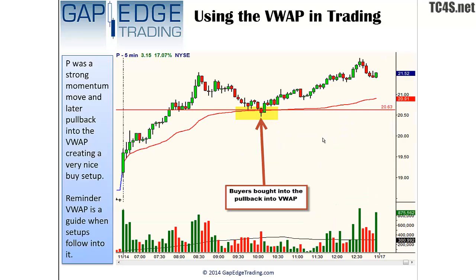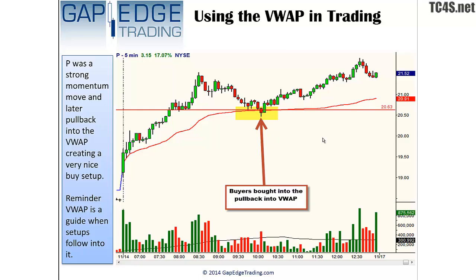Now here's a stock that gapped up on a Friday, gapped up because I think the CEO bought 25,000 shares. So it caused a little momentum, and P was a strong momentum move. Now, the stock, in the first 5 minutes, broke above the VWAP, which I'm not really too concerned about, and it had a nice momentum move. But you see how it pulled back into the VWAP and met an area of support and demand.